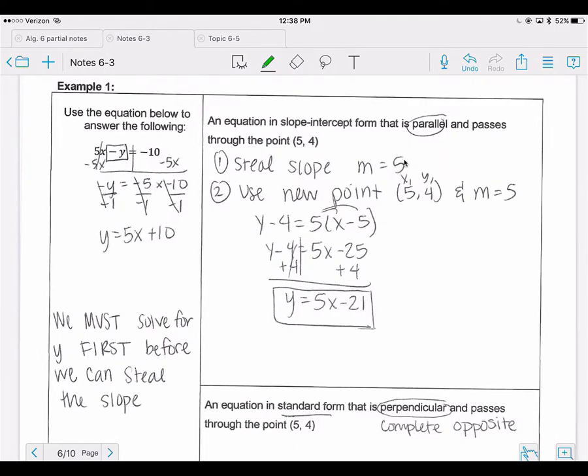So on the top right, they ask for an equation in slope-intercept form that is parallel and goes through that point. So to refresh our memory, parallel lines have the exact same slope. So my slope here was 5 for this line. For my new line, it will still be 5. I use my new point of 5, 4, and my slope of 5 because it's parallel, and plug into point slope. So y minus y1 equals m times x minus x1.